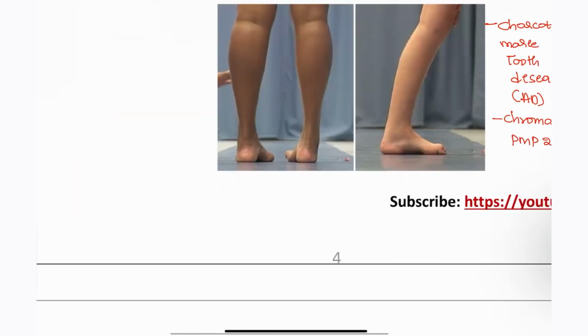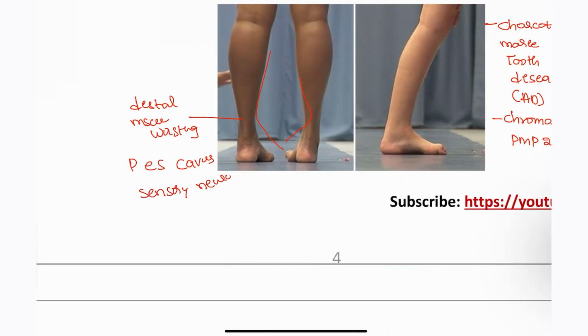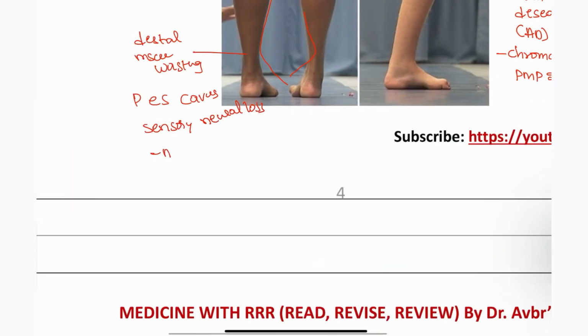Here you can see there is distal muscle wasting, and this is known as pes cavus. Pes cavus is seen in this patient. Also sensory neural loss will be seen. Along with that, the patient will most commonly be associated with motor neuropathy. This is also a genetic condition.